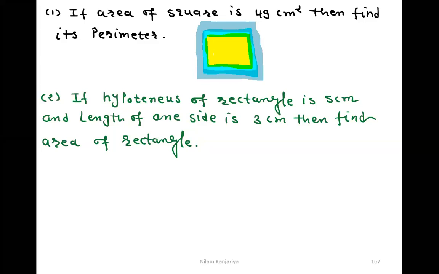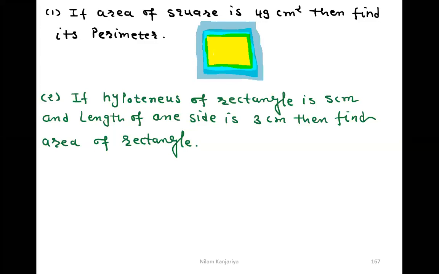Yes, the one student who gives the answer, one second. Yes, Chawda said 196 perimeter. 196. Yes, how did you get 196, dear? Please explain to me. 28 will come. Yes, 28 will come, but explain the procedure to me, what did you do?